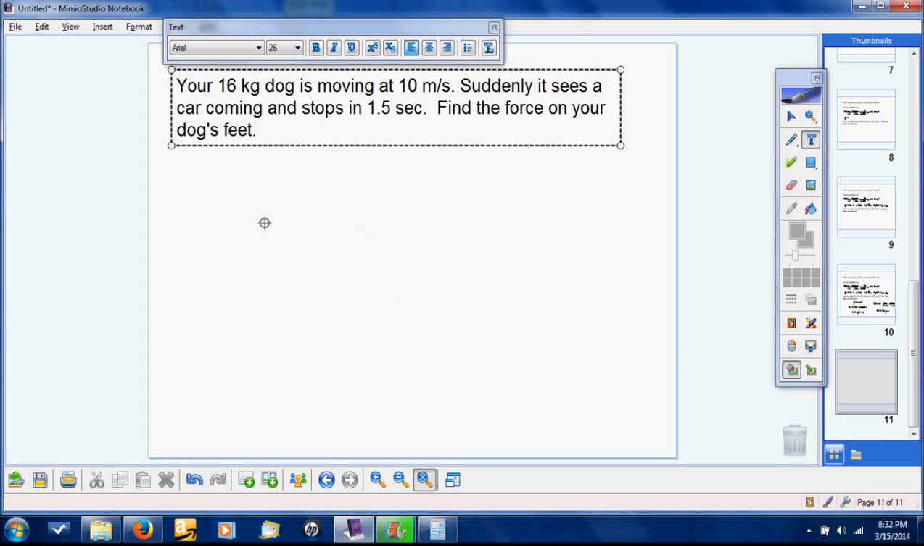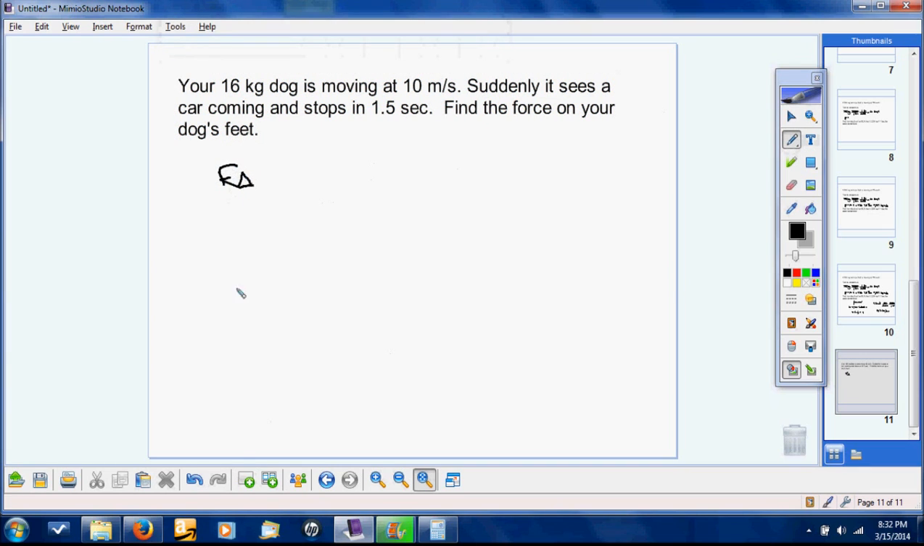Okay, so let's do that. So once again, we have our impulse momentum equation, F delta t equals P2 minus P1. So F, the force, is actually unknown, and that's what we're supposed to be finding. But we do know the time. We know the time is 1.5 seconds.